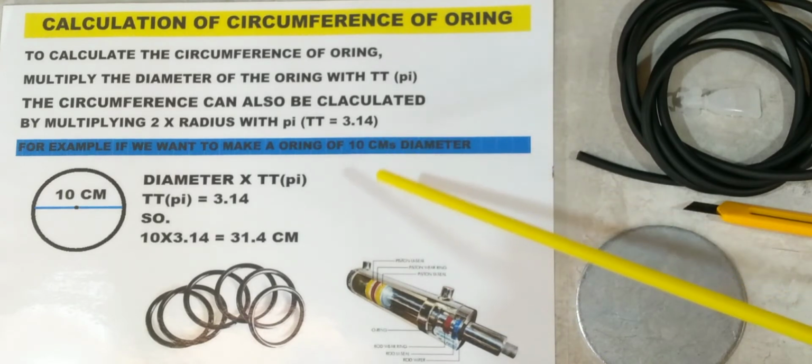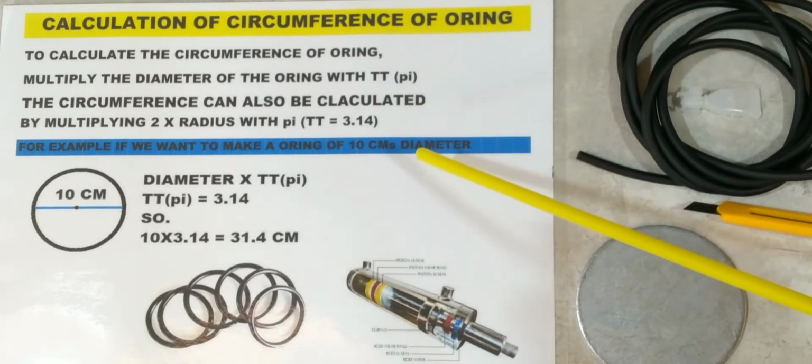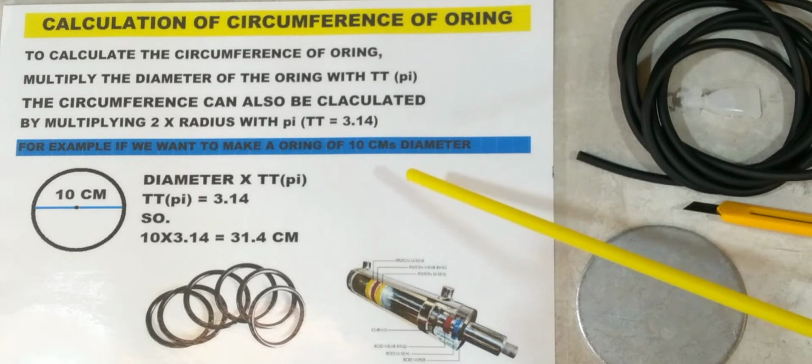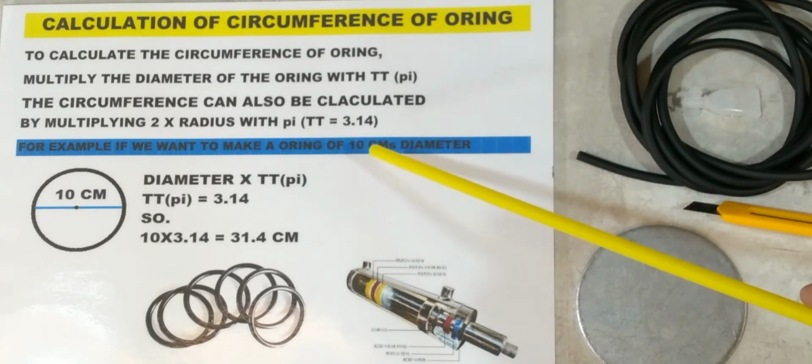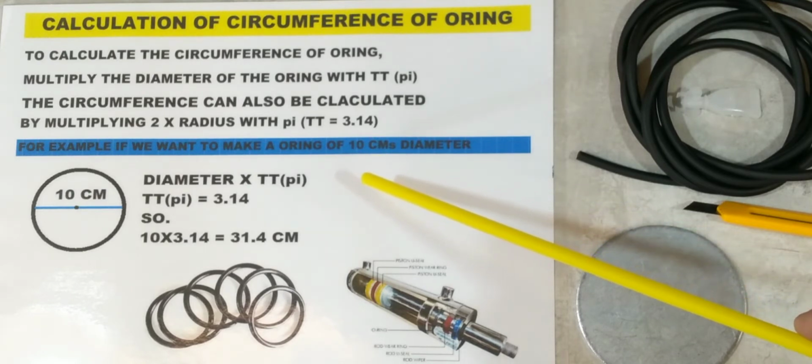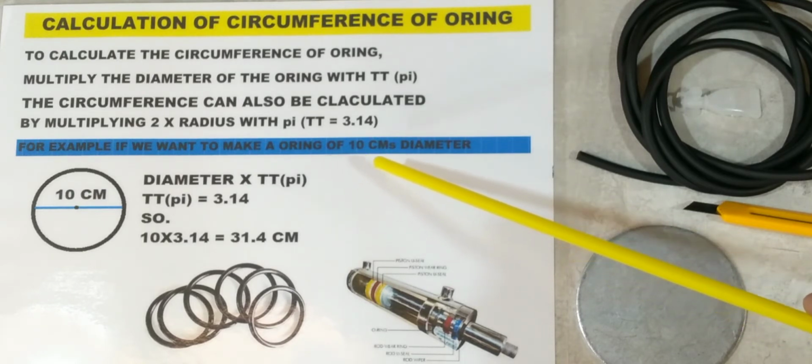However, we can also make O-rings with the trial and error method. If we have an old sample, we can cut it, straighten it on the scale and measure it, and of the same cord we can cut from the roll and make O-rings.